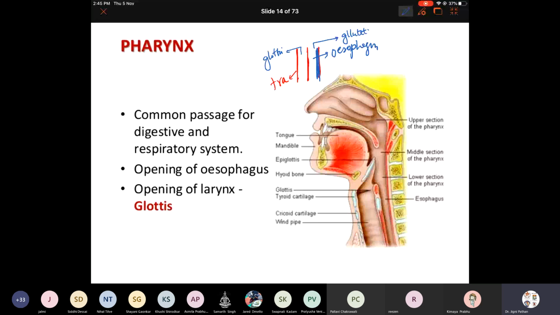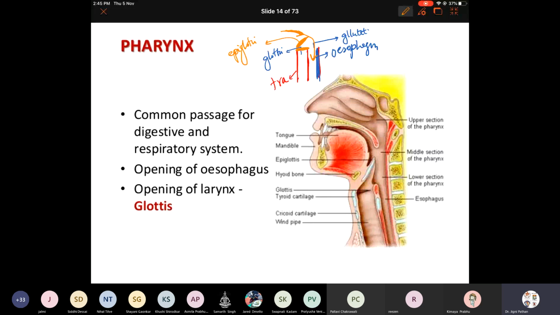Now, there is a structure that is called a flap. There is a flap on the glottis. This flap is called epiglottis. On the trachea, there is the glottis, and on that glottis there's a flap-like structure called epiglottis. Whenever food enters from the mouth, the food will push the epiglottis to cover the glottis and the food will get inside the esophagus.